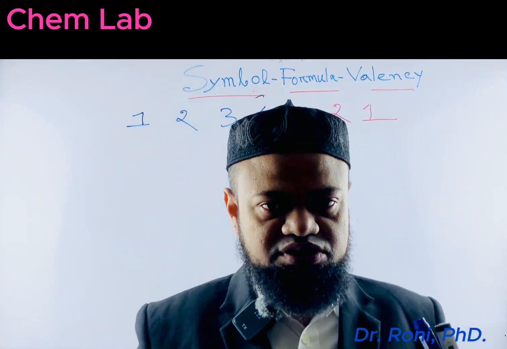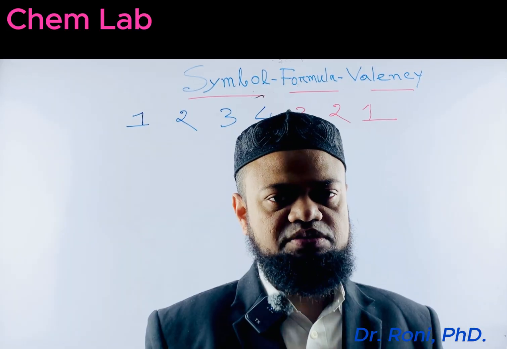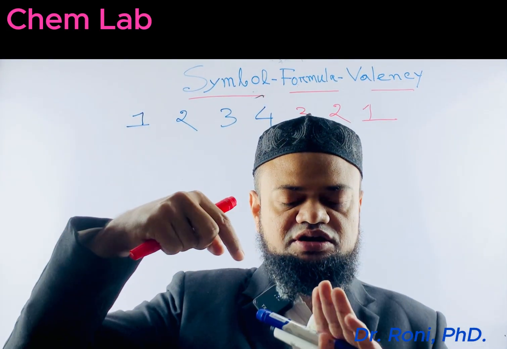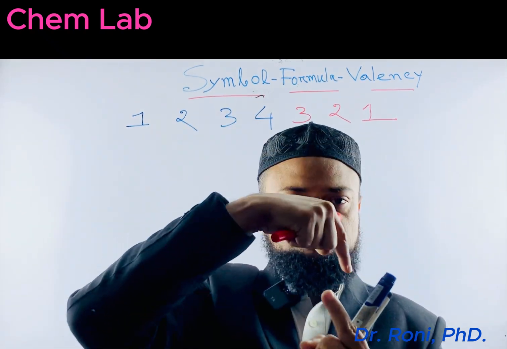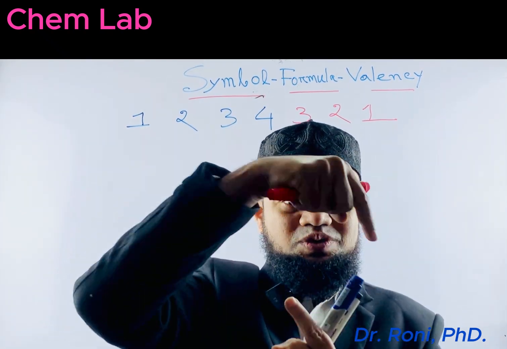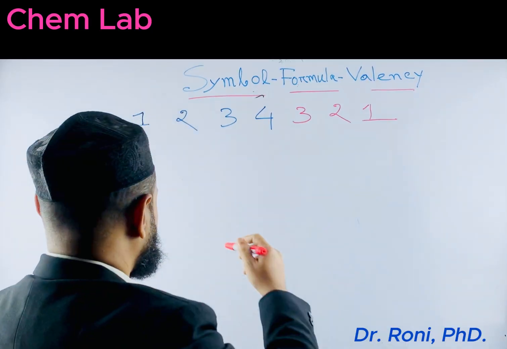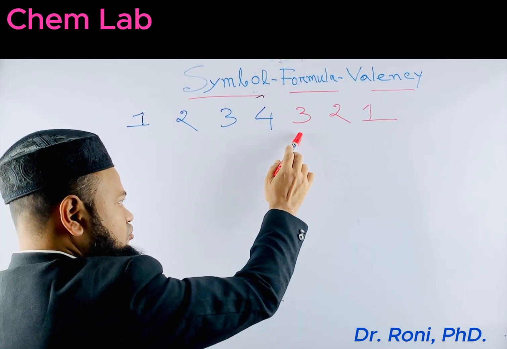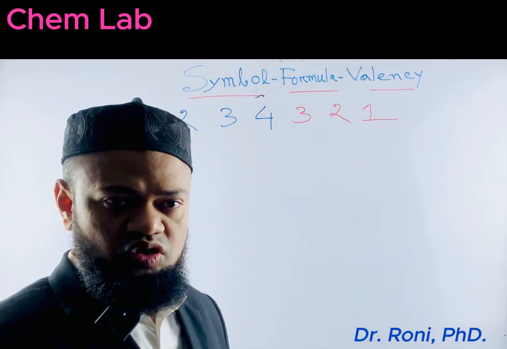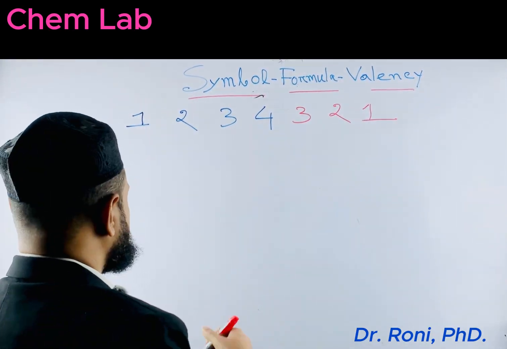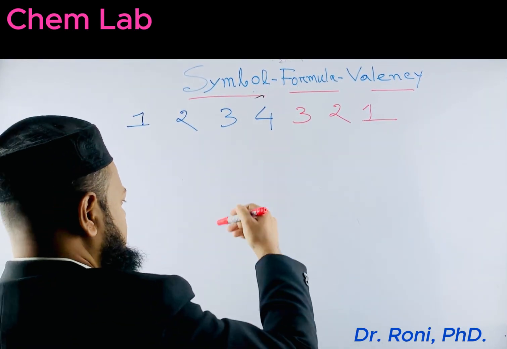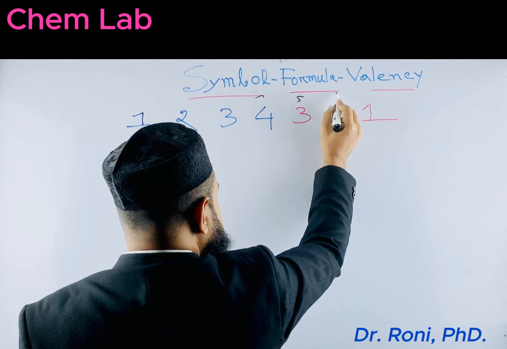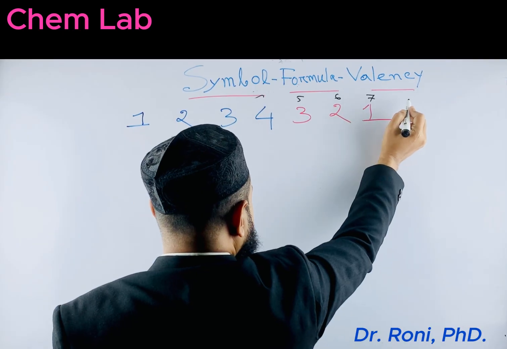So in the whole periodic table, the valencies move in a cyclic order. Cyclic order means 1, 2, 3, 4, 3, 2, 1. In this way, 1, 2, 3, 4, then 3, 2, 1. Or you can say, to some extent, 1, 2, 3, 4, 5, 6, 7, 0.